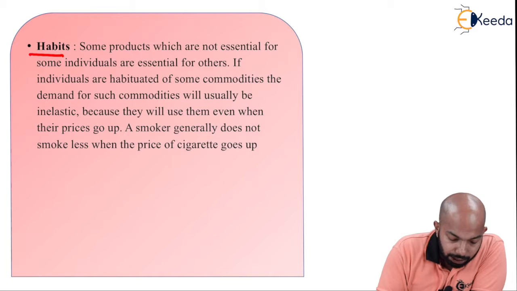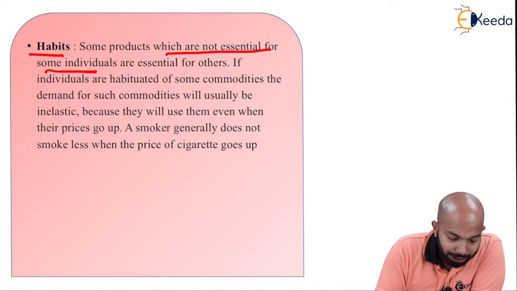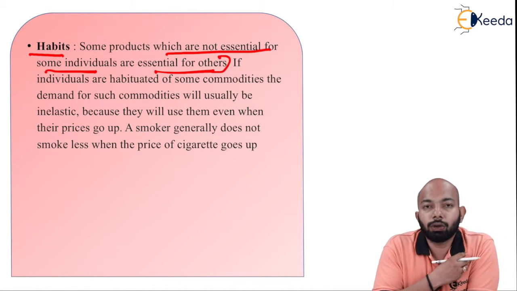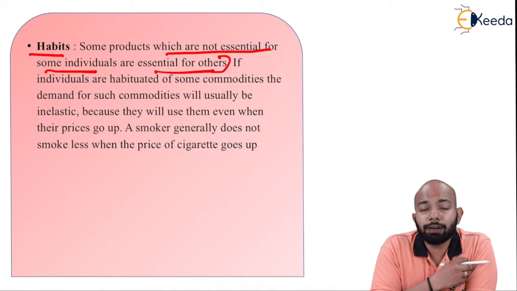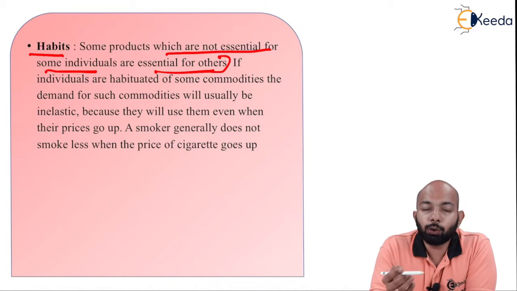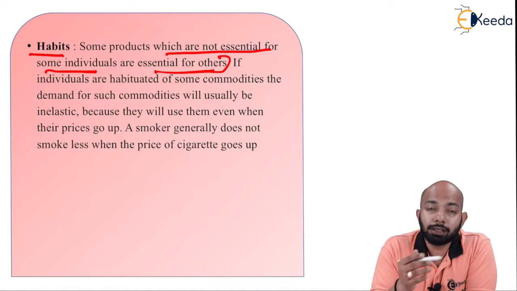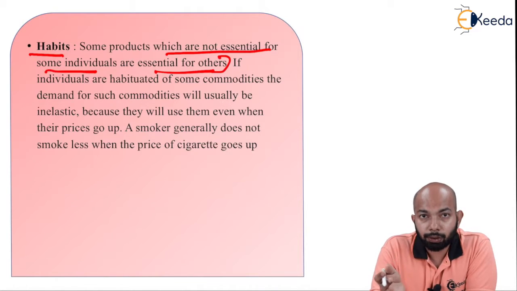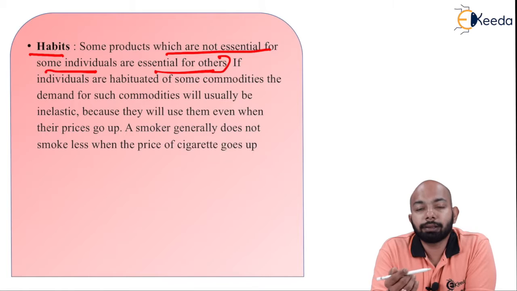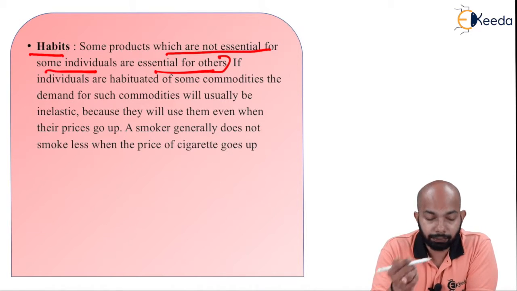Some products which are not essential for some individuals are essential for others. जो मेरे को अच्छा नहीं लगता जरूरी नहीं है तुमको अच्छा नहीं लगेगा. You will find it fine. But if I am not willing to spend so much money behind a phone, people are still going crazy behind iPhones. People are still going crazy behind expensive phones. They would sell off their kidney. Why? Because they have that thing in them. They have that habit that they want certain things which are very expensive.